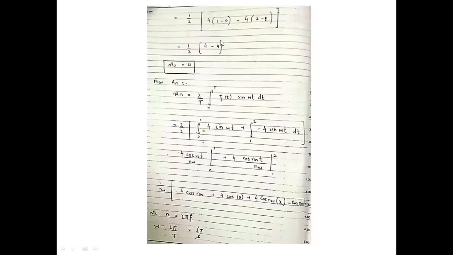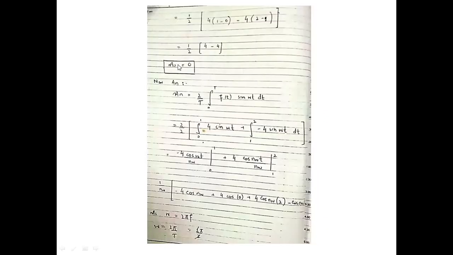After the integration, we will get 4t from 0 to 1 minus 4t from 1 to 2. Okay, so now putting the limits, 1 minus 0 and 2 minus 1. As I have already discussed in the previous lecture, if the area under the curve for the positive and the negative terms are equal, then a naught will be 0. Okay, so that's the proof: a naught is equal to 0.